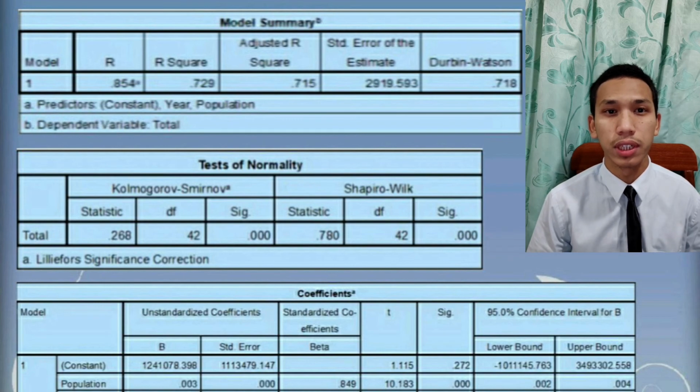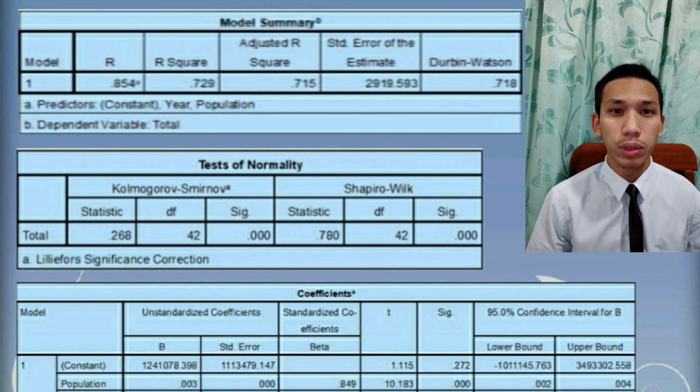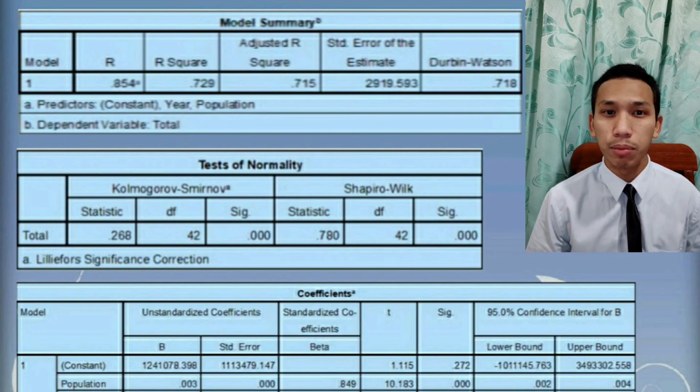First is the model summary. The R-squared value is 0.729, which means 72.9% of the variation in total can be explained by year and population. Next is the test of normality. The Shapiro-Wilk test of normality on the residual gives a p-value of 0.00, which is less than 0.05. Thus, the assumption of normality of the residual term is not met.